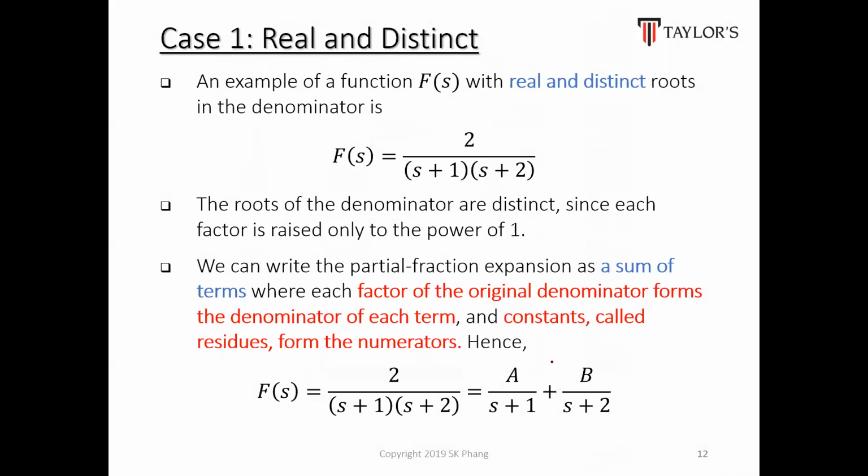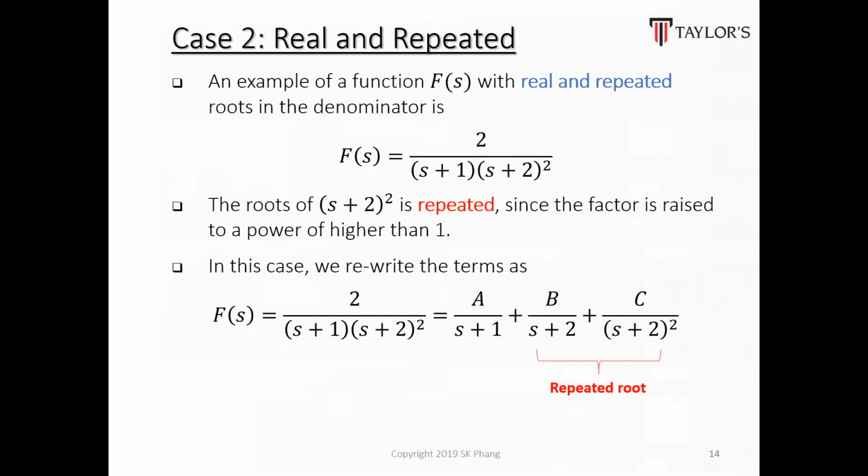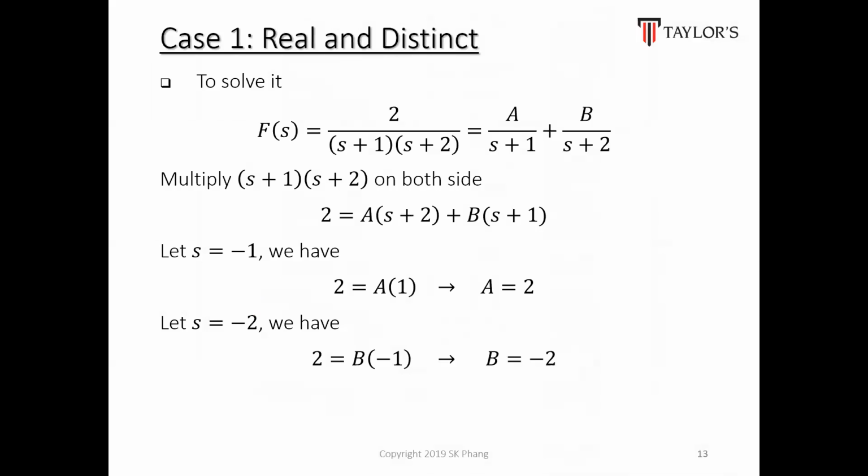Okay, for this example, let me check if I have any other example. Right, this is the first case that you will encounter, where your denominator can be broken down into two different factors. And this is one of the easiest cases. So you just need to split both the factors up in this way. And then you multiply the factors up to the left side. So you get the 2 on the left side, and the right side is A multiplied by s plus 2 plus B multiplied by s plus 1. And now you can substitute any random value.